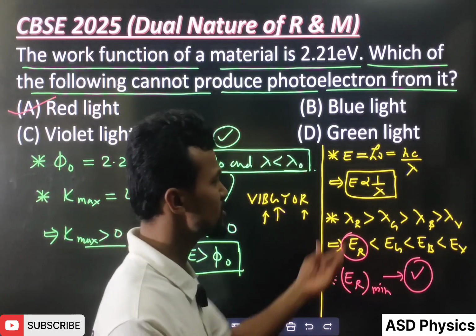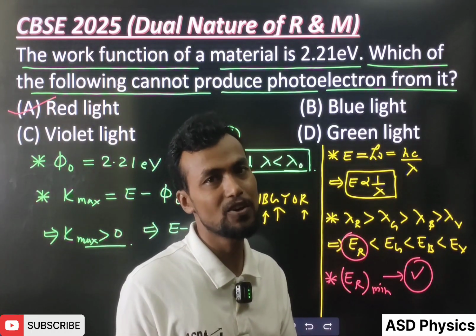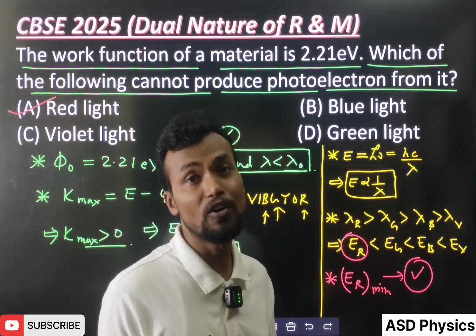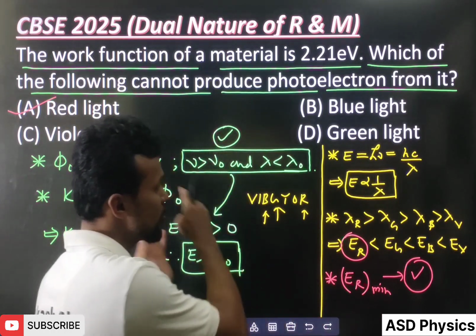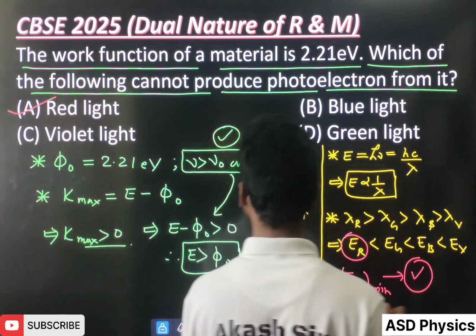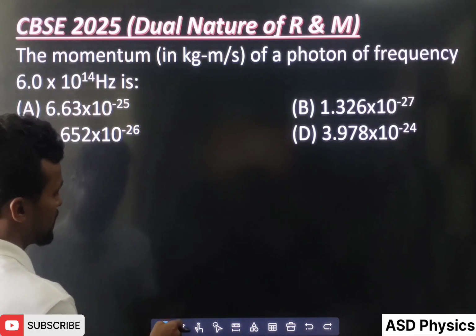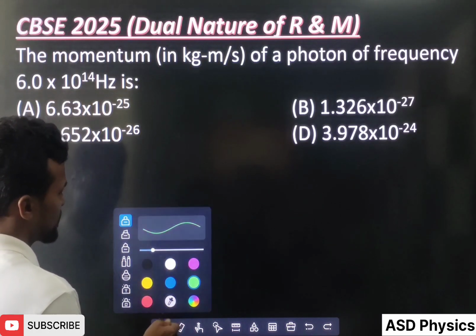Lambda for these lights has some ranges, and in the exam we cannot remember the wavelength of all the lights. So in a very logical manner we have to go and solve this question. The answer is the red light, because its energy is minimum, so the maximum chance is that red light will not take out the electron from the metal surface.